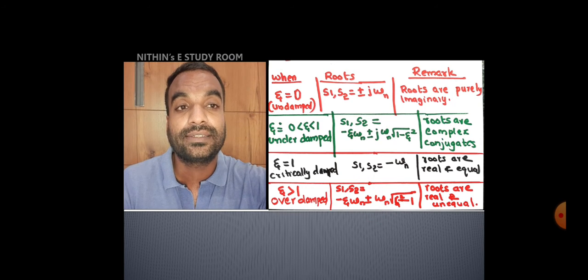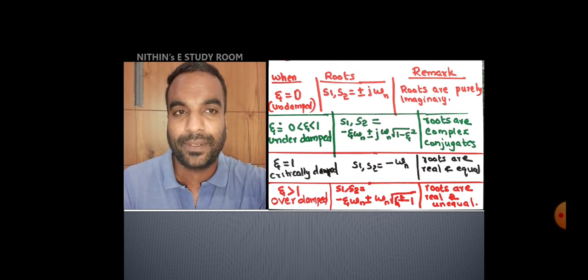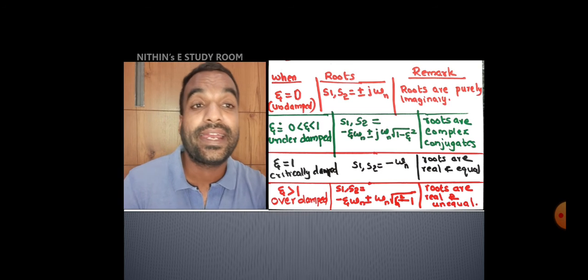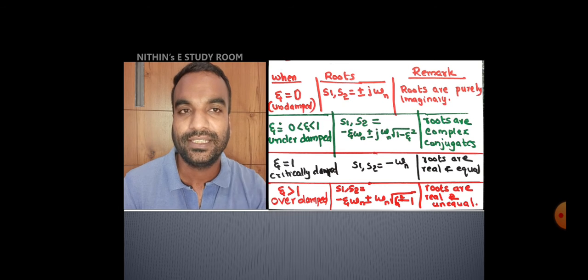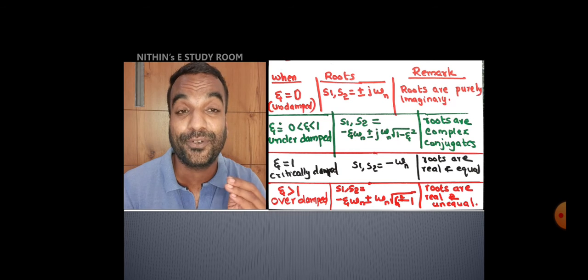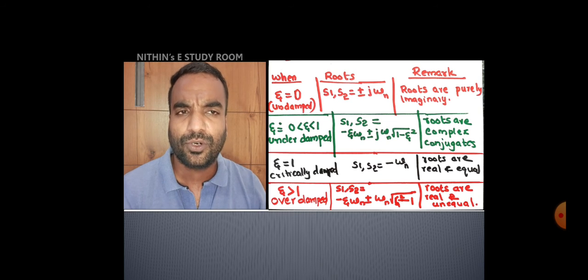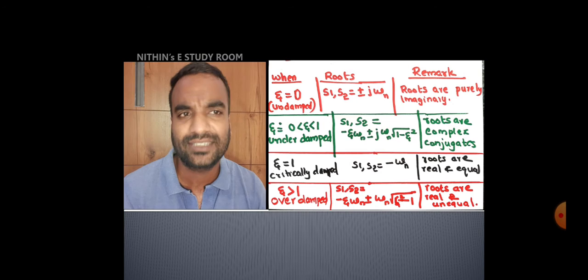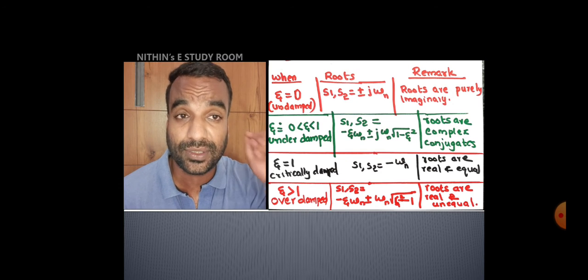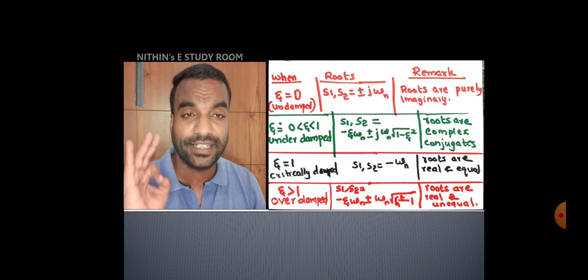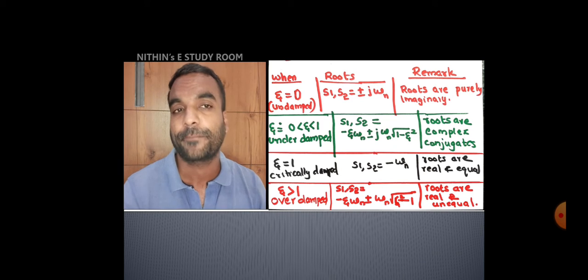For the first root it is real part plus some real part. For the second root it is real part minus some real part. So these two roots' values will be unequal, but both the roots are real. If such a case happens, like minus 2 and 5, or minus 2 and 3, such roots coming in a second order system, you should understand it is an over damped case. Eta's value is greater than 1.